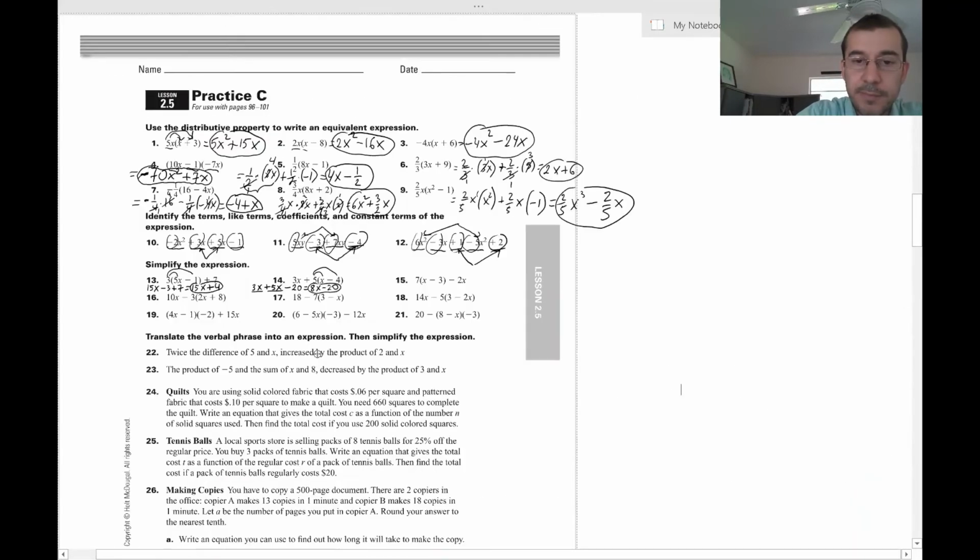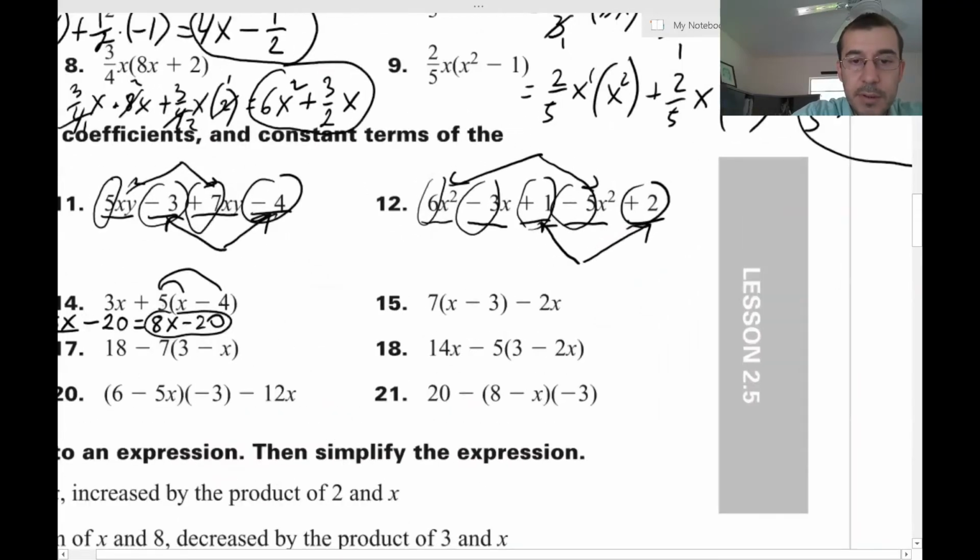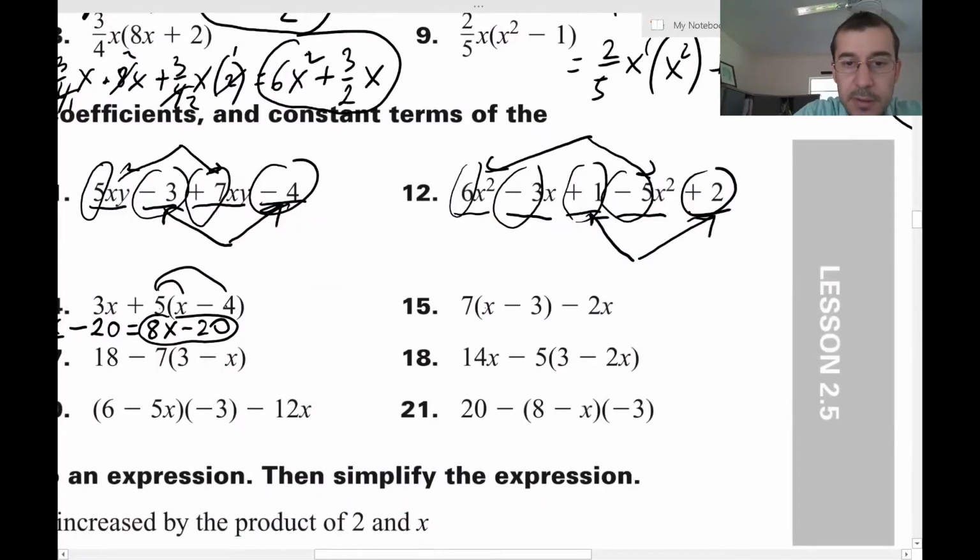Next is 15. We have 7 times, in parentheses, x minus 3. We are applying the distributive property. So 7 times x is 7x. 7 times minus 3 is minus 21. And then minus 2x. The like terms are 7x and minus 2x. 7 minus 2 is 5x. So 5x and minus 21.